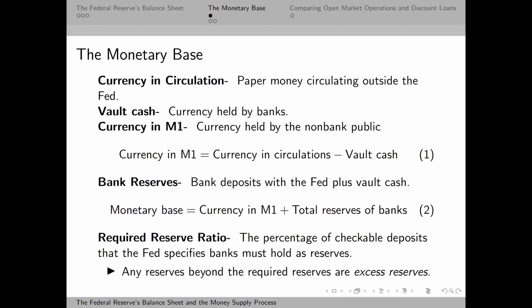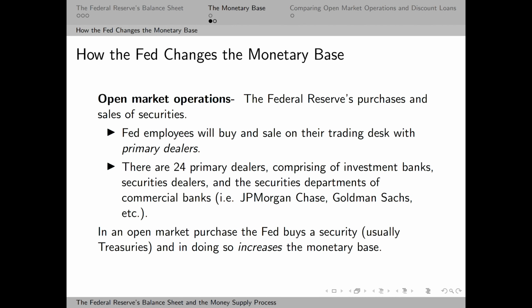Now, the required reserve ratio is the percentage of checkable deposits that the Fed specifies banks must hold as reserves. So these total reserves can actually get broken up into required reserves and excess reserves. But right now, since we don't have any required reserve ratio, any reserves that banks are holding on to are considered excess reserves. Now, as a reminder, open market operations are the Federal Reserve's purchases and sales of securities.